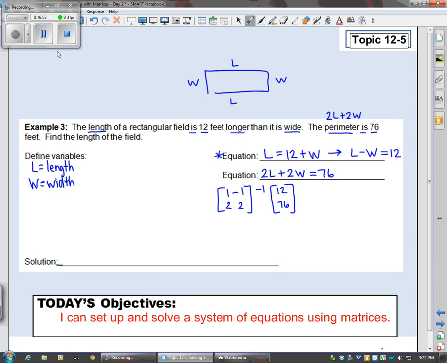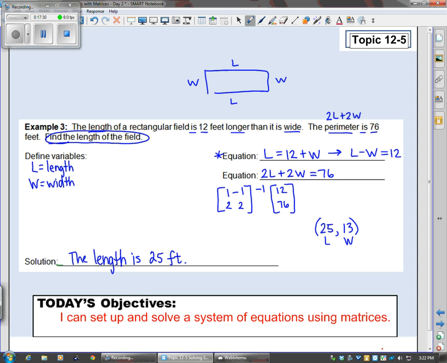Okay, you should have your answer when you typed that in. You got 25, 13. Again, remember this is why you define your variables at the beginning. The first variable is the length, the second variable is the width. So, all it asked for was the length of the field. So you would just say the length is 25 feet.